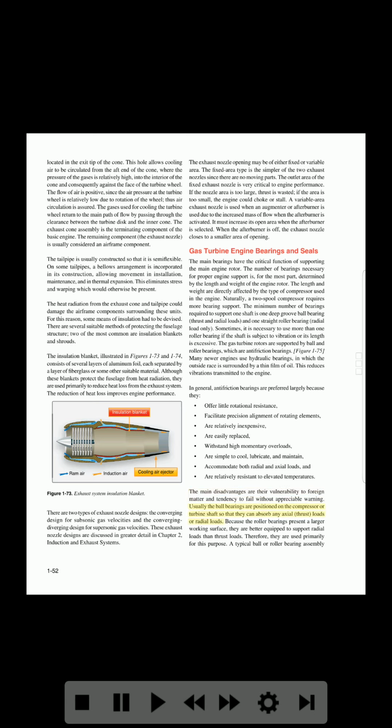Usually the ball bearings are positioned on the compressor or turbine shaft so that they can absorb any axial, thrust, or radial loads. Because the roller bearings present a larger working surface, they are better equipped to support radial loads than thrust loads. Therefore, they are used primarily for this purpose. A typical ball or roller bearing assembly, 1-52.